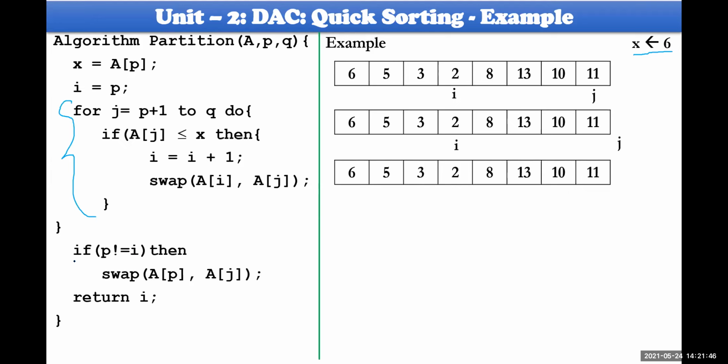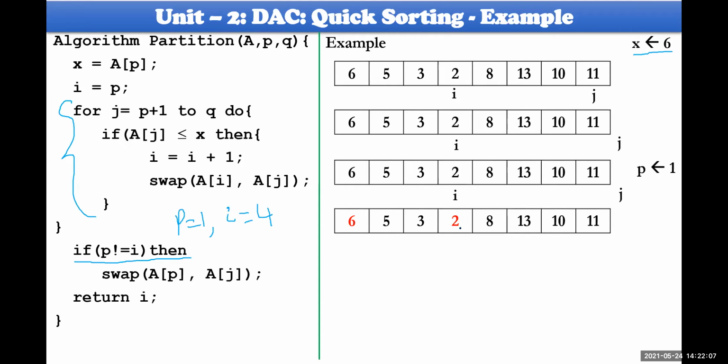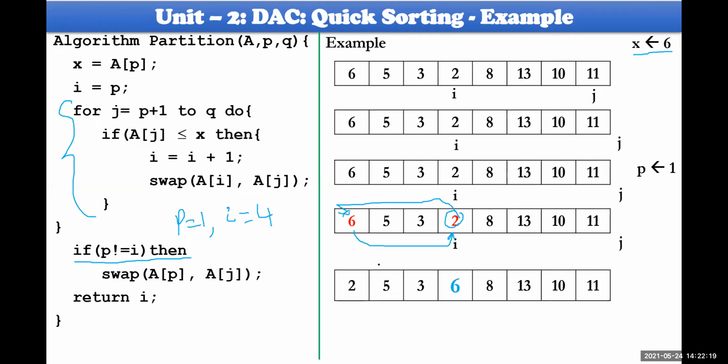Now what we are trying to do: if p not equal to i, what is the value of p here? p will be equal to 1. So what is the i value? For example, the i value will be 1, 2, 3, 4. i value equal to 4. p not equal to i, then what we have to do here is, we have to swap these two values. This value will be swapped here, and this value will be swapped here. Okay? So i and the pivotal values are going to be swapped.